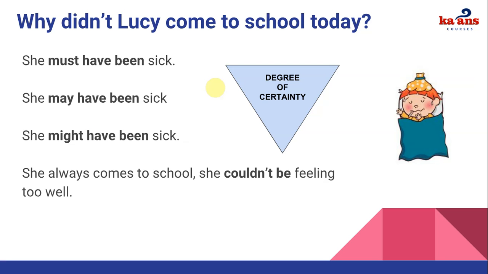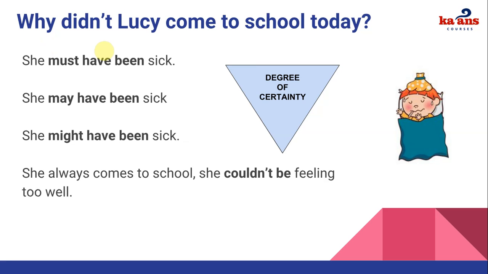So we have a small example about Lucy, and it says, why didn't Lucy come to school today? Again, imagine when you were at school and maybe one of your friends or classmates didn't go to school, then people from the class start to give opinions. Obviously, depending on their degree of certainty, they may have used different words or expressions. So imagine that you're in class, and the teacher says, hey everybody, why didn't Lucy come to school today? Maybe because she's always at school and she never misses a day.